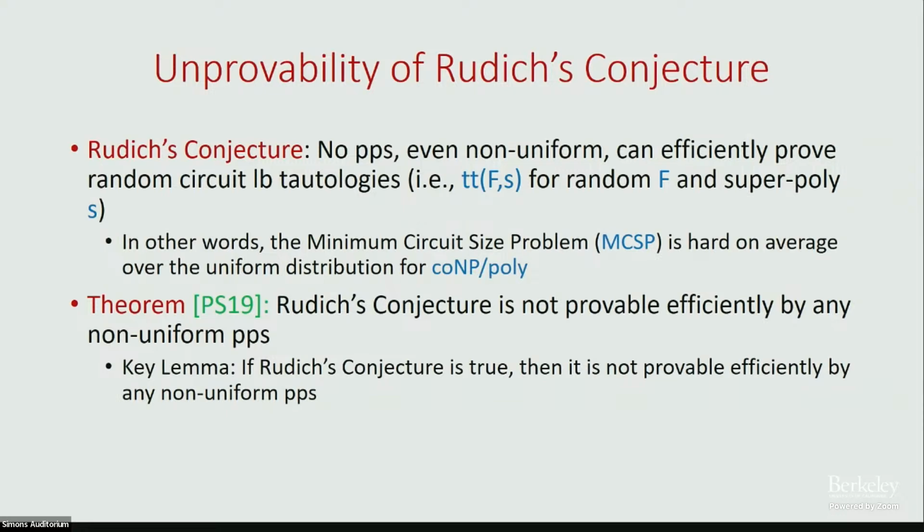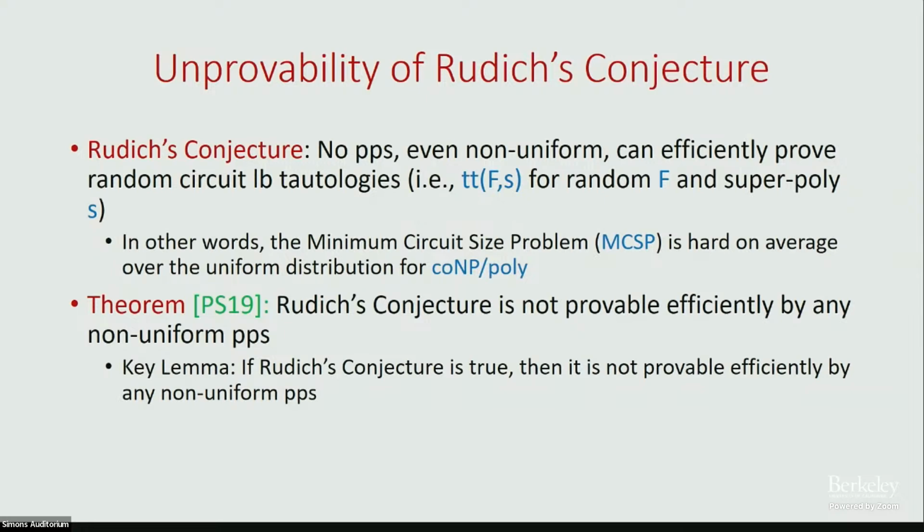Rudich's conjecture itself might seem a bit arcane to you. It's a well-believed conjecture, but it might be hard to see why it's interesting. But the point is that it's a believed conjecture for which you can unconditionally show that in some sense it is not provable efficiently. I haven't told you exactly in what sense, but there is a natural way in which it can't be proved efficiently.